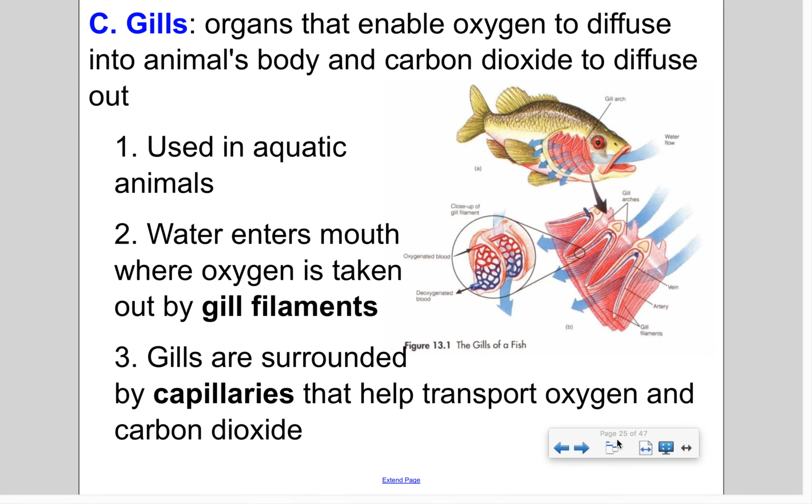Now, animals that are aquatic use gills, so oxygen is diffused through. So again, they're still using diffusion, but they have the secondary structure of the gills here, where water enters the mouth. Oxygen is taken out by gill filaments, and the gills are surrounded by capillaries to carry that oxygen to cells found in other parts of the organism.